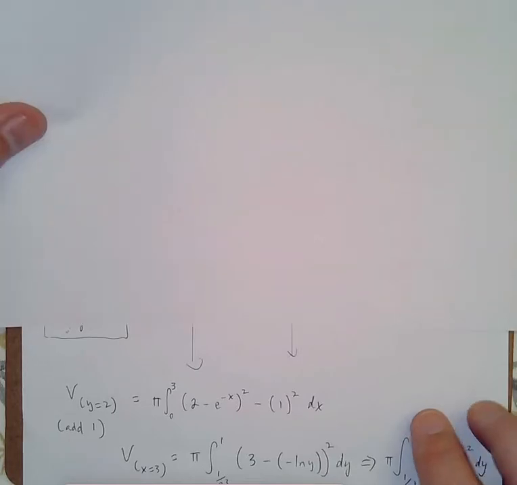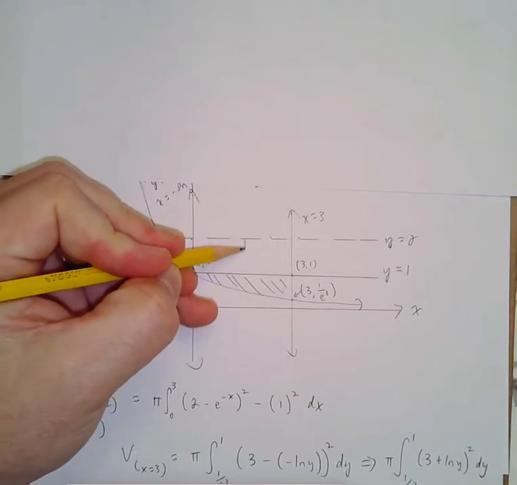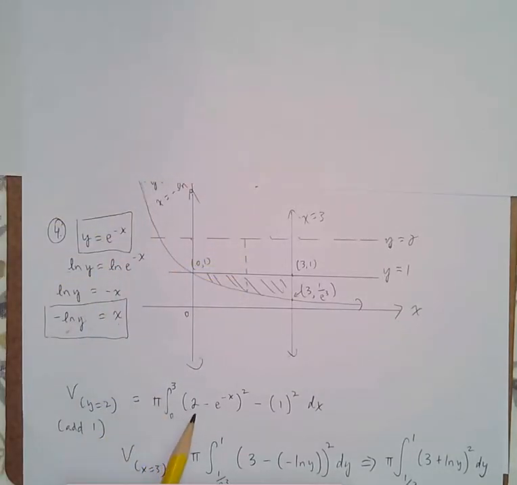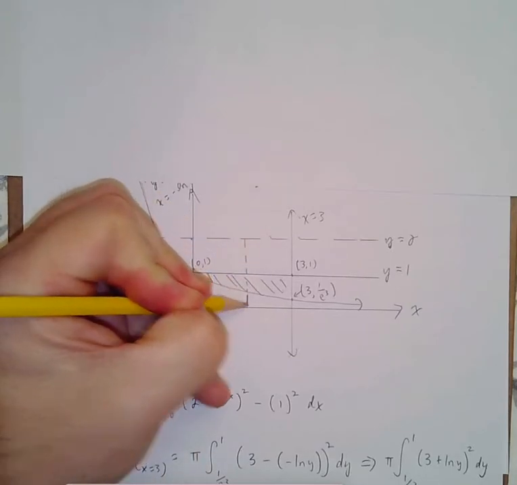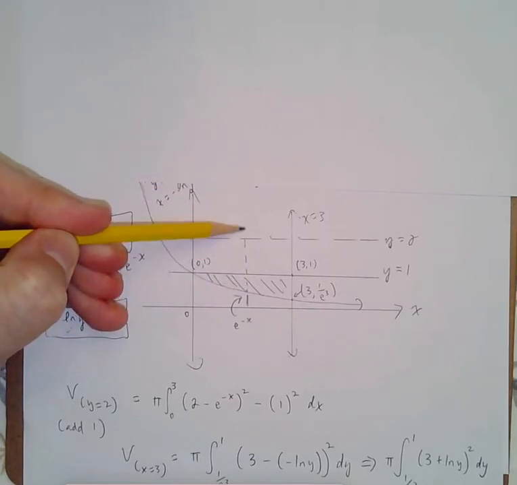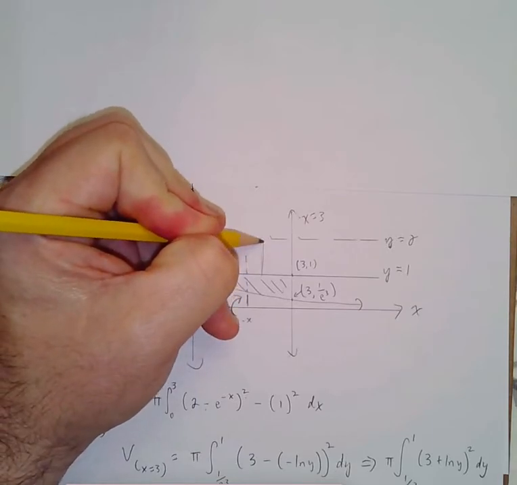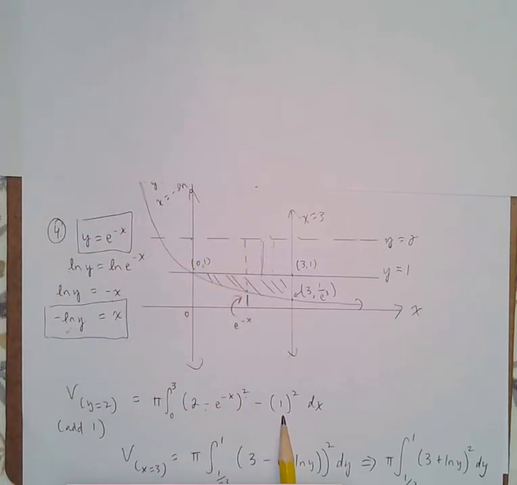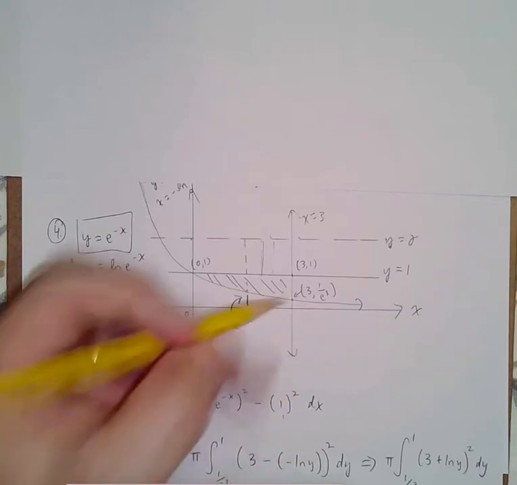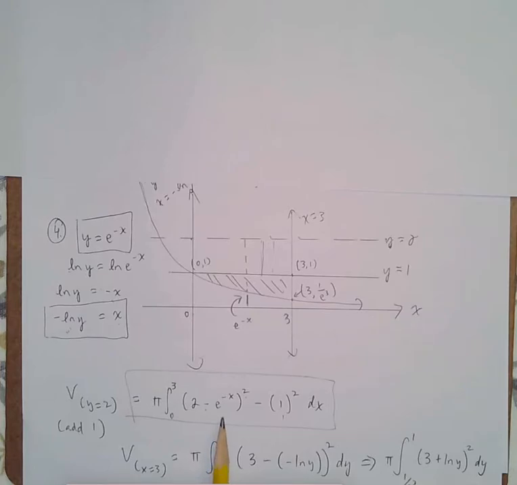The first question is the volume around y equals 2. So it's a washer. The outer is going to be, well, if this distance right here is e to the minus x, then this distance that's dotted is going to be 2 minus e to the minus x squared, minus the distance from y equals 2 to y equals 1, which is 1. The integral from 0 to 3. Type it into your calculator, get an answer. Maybe we'll do some of that tomorrow in our virtual class.